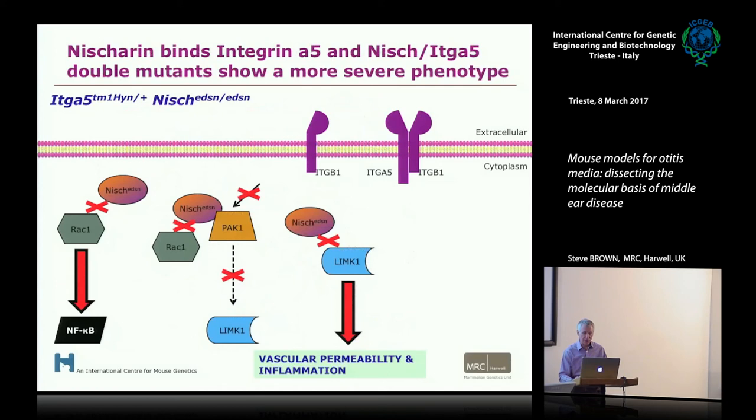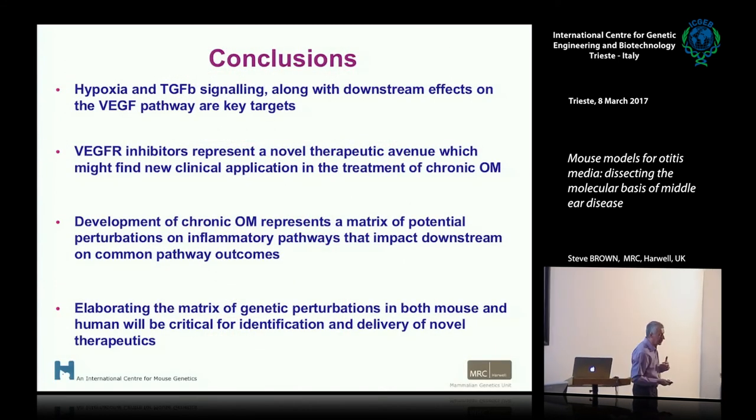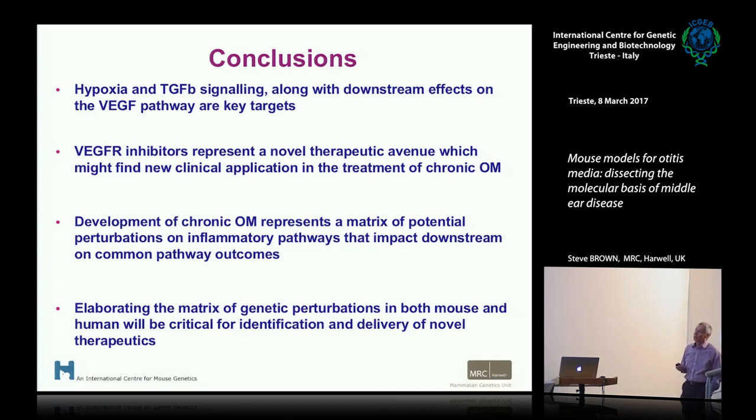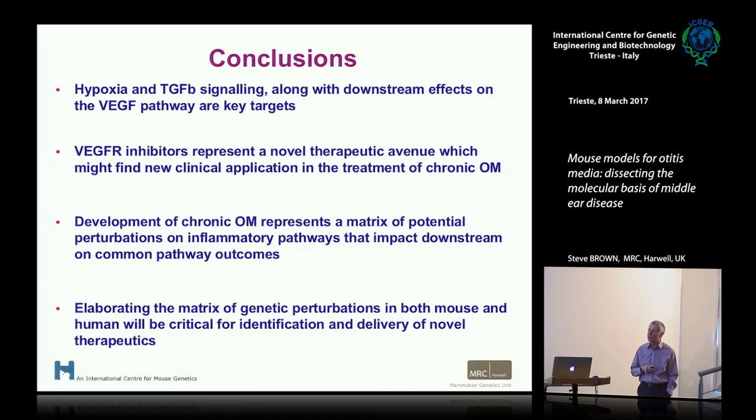I'm not going to dwell too much on this, but simply to come back to my overall conclusions: hypoxia and TGF-beta signaling, along with downstream effects on the VEGF pathway, are key targets. VEGF receptor inhibitors represent a novel therapeutic avenue which might find new clinical application in the treatment of chronic OM. And I think this is a key point: the development of chronic OM probably represents a matrix of potential perturbations on inflammatory pathways that impact downstream on common pathway outcomes, and particularly VEGF signaling. Elaborating that matrix in both mice and human will be critical for the identification and delivery of novel therapeutics.